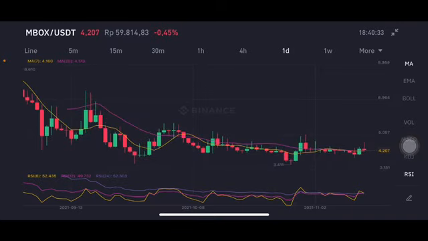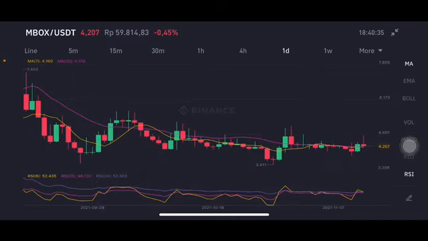For the moving average in the daily chart, there is a cross between the moving average 7 and the moving average 25 slightly at 4.1.